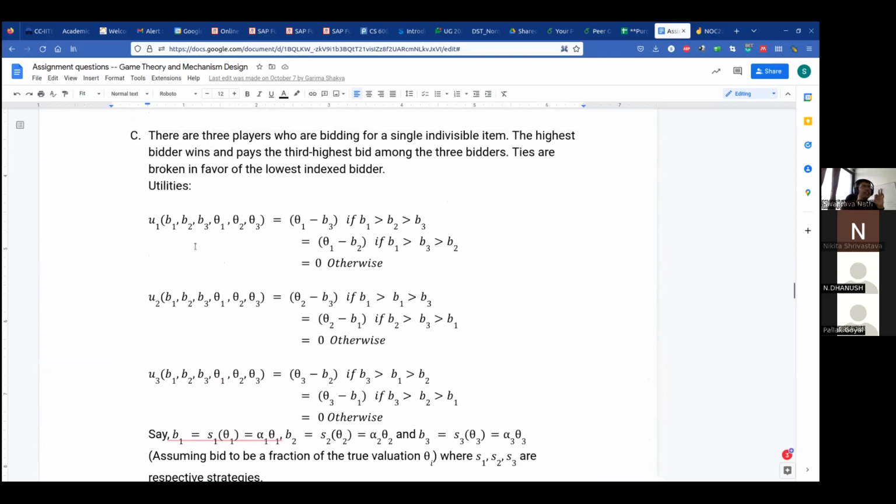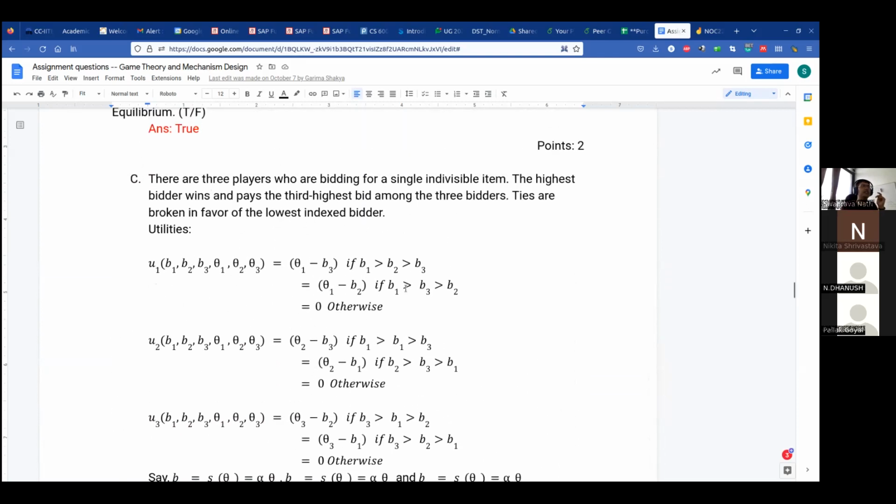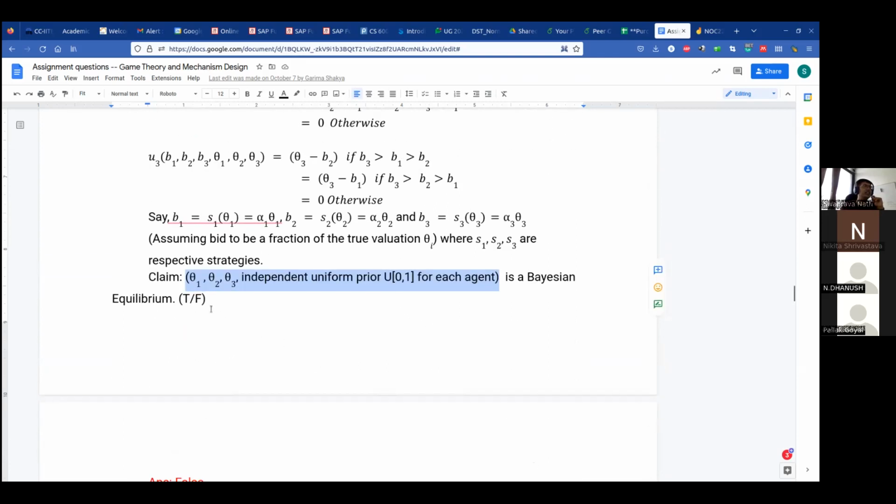For this assignment, I think it was instructed to do all these steps and to find out that indeed theta 1, theta 2, theta 3, that is alpha 1, alpha 2, and alpha 3 being equal to 1 is not a Bayesian Nash equilibrium. That is what we wanted to have from this exercise. Okay, sir, understood.